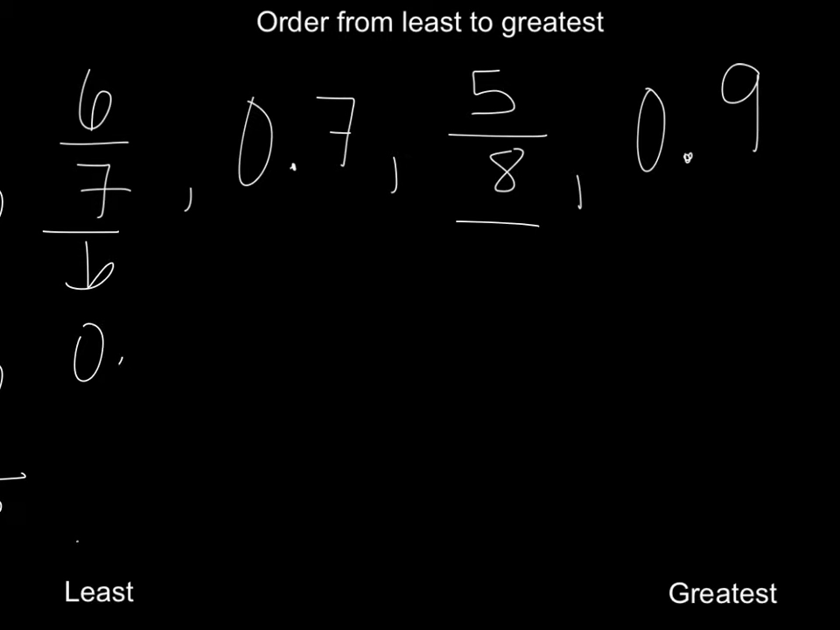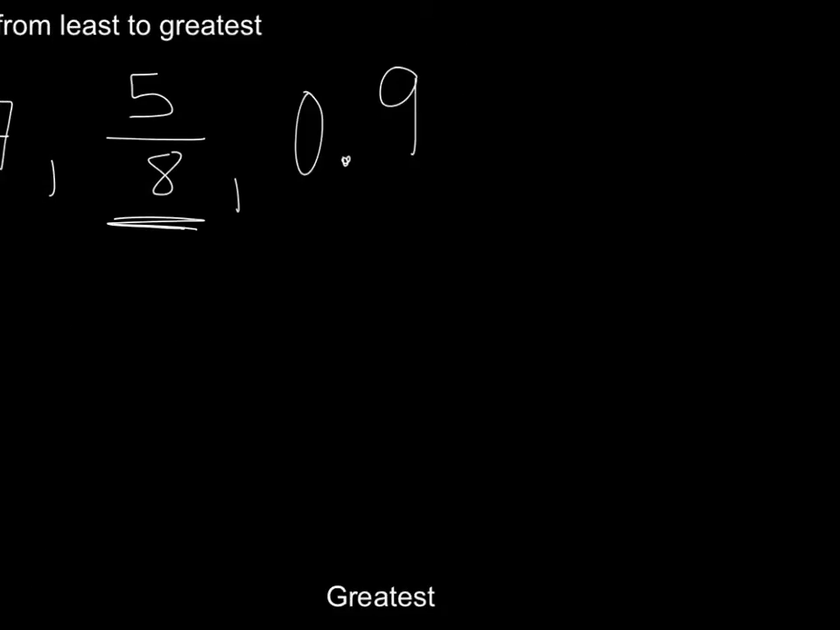This is 0.85. Now I have one more problem. I have one more fraction right here that I need to make into a decimal. So I'm going to do that over here. Let's make 5/8 into a decimal. 5/8 we can make into a decimal by dividing.